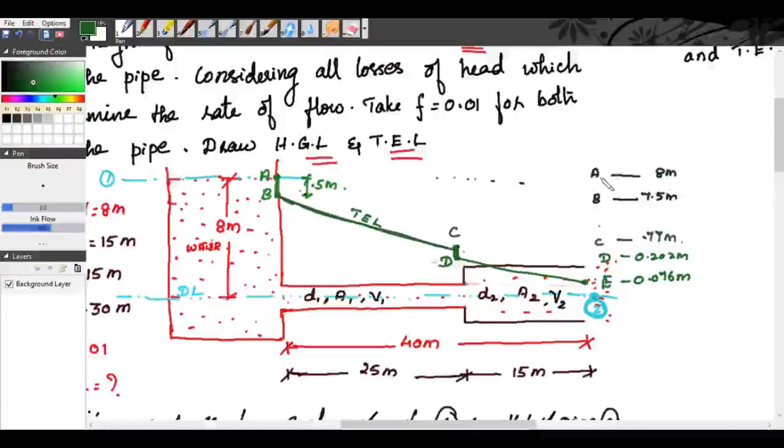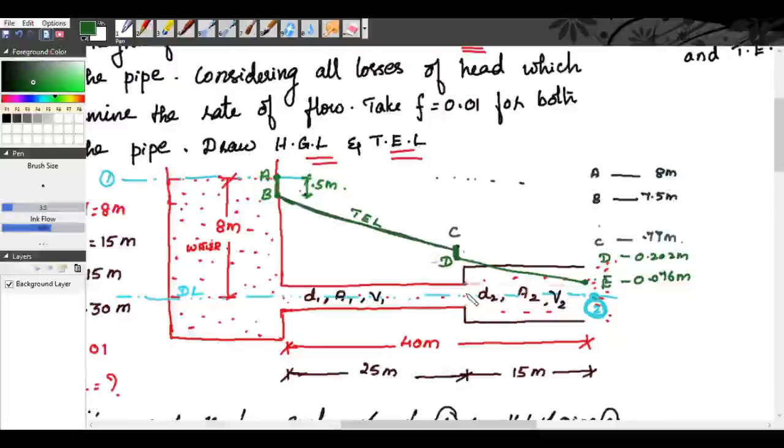See here, A, B, C, D, E, I have mentioned the total energy. Total energy at A, total energy at B. That is, total energy at A means at the free surface, then total energy at the entrance of the pipe, then there is a loss. So up to here there will not be any loss. At this point there is a loss of 0.5 meter. Then from this point to this point there is a frictional loss, so it is a slanting line. So throughout this there is frictional loss.